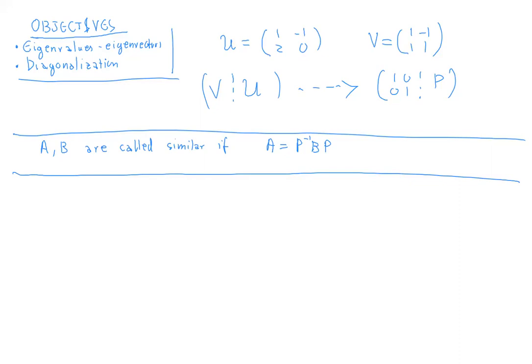So one of the central questions that we asked last time, and we should expect to be able to answer it, is: is a given matrix similar to a diagonal matrix?